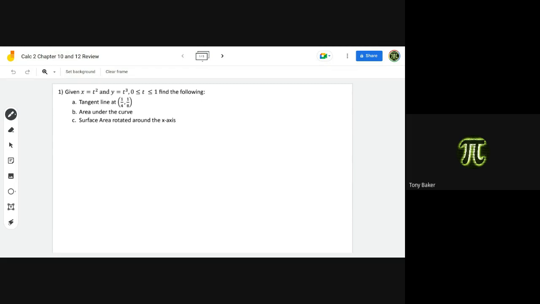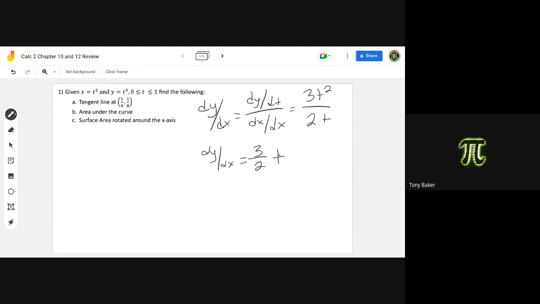All right, so the first one is a parametric problem. The first thing we have to look for is the tangent line at a point. To find tangent lines, I need to find the derivative. For parametric, dy/dx is dy/dt over dx/dt. In this case, I've got the derivative of y, which is 3t squared, over the derivative of x, which is 2t. So dy/dx is 3/2 t.